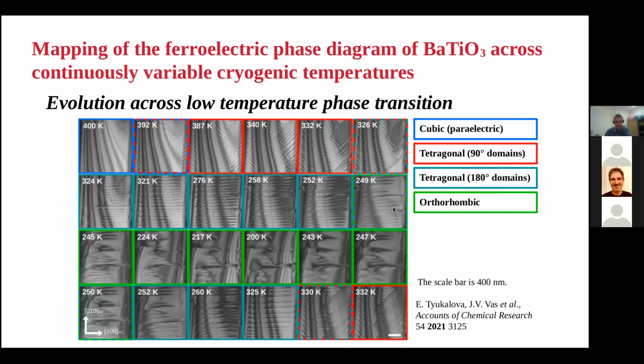And then the transition from the tetragonal to the orthorhombic phase happens at around 250 Kelvin. Then we increase the temperature back and we find the tetragonal phase again. So we have been able to control the temperature with quite great accuracy, about a few Kelvins, which is something that can only be achieved using this type of MEMS-based TEM holder. It wouldn't be possible using a conventional cryogenic TEM holder.